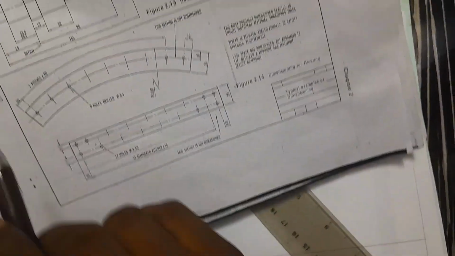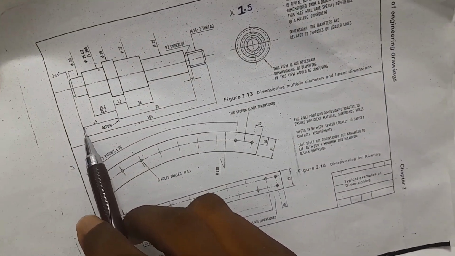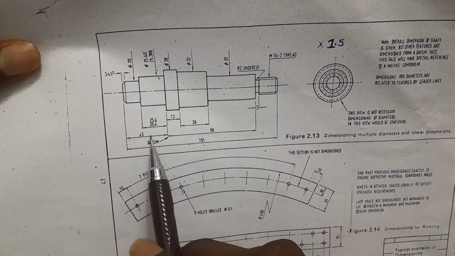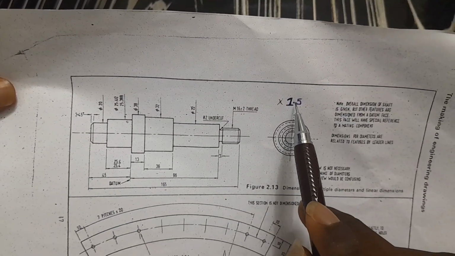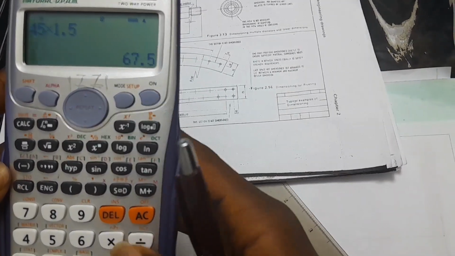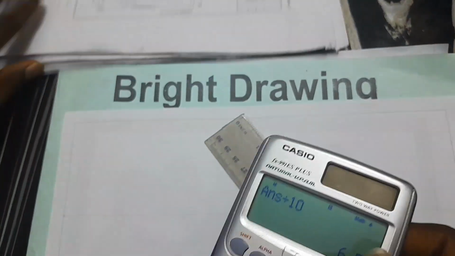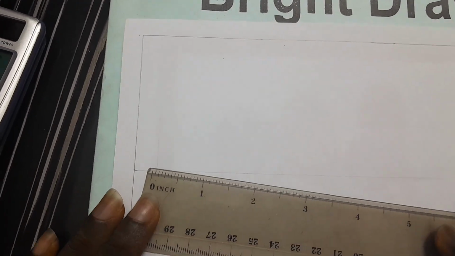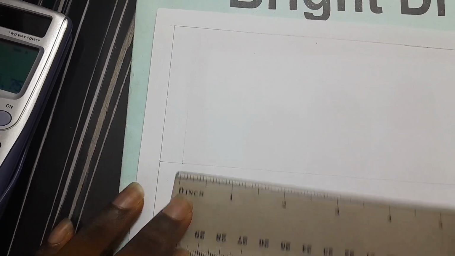So the next thing, you're going to mark out this length from here to this place, which is given to us as 45. But we're going to multiply ours by 1.5. So 45 times 1.5 is 67.5, divided by 10, which is 6.75. So from this place here, we're going to mark out 6.75 to your right hand side.